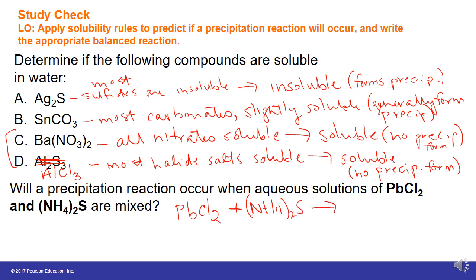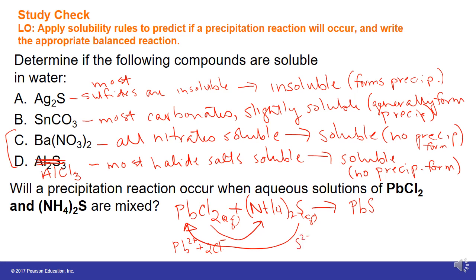And because we know that these are two aqueous solutions, we're going to have our swapping out of partners. So we end up with lead sulfide. We know that our lead charge is going to be a 2+ because I need 2 chloride ions, right, to make that compound. And we also know that sulfide has a 2- charge.